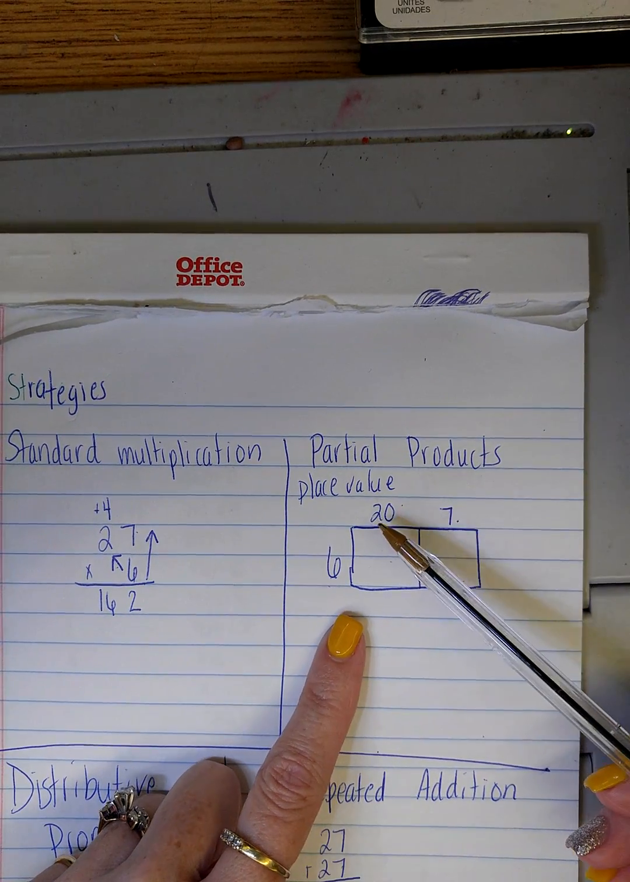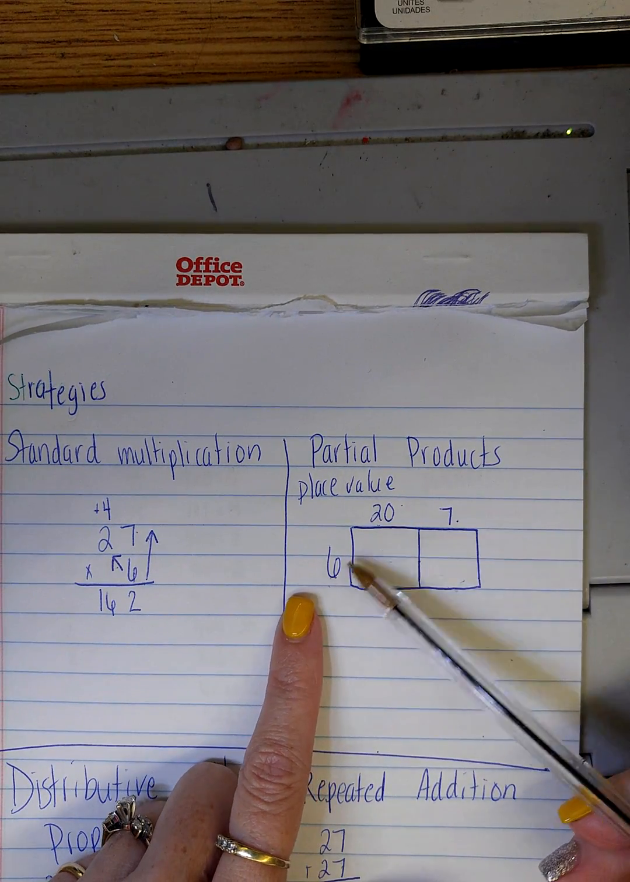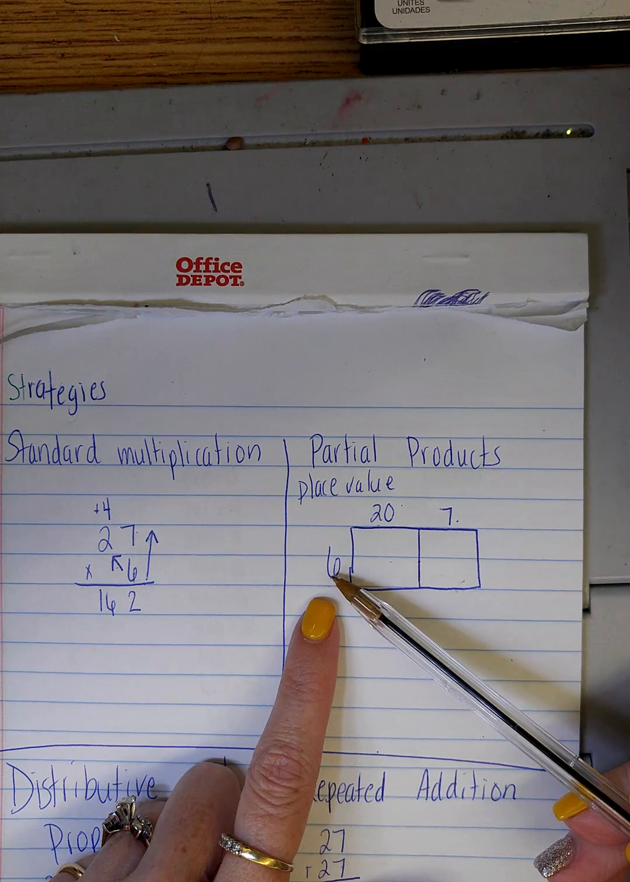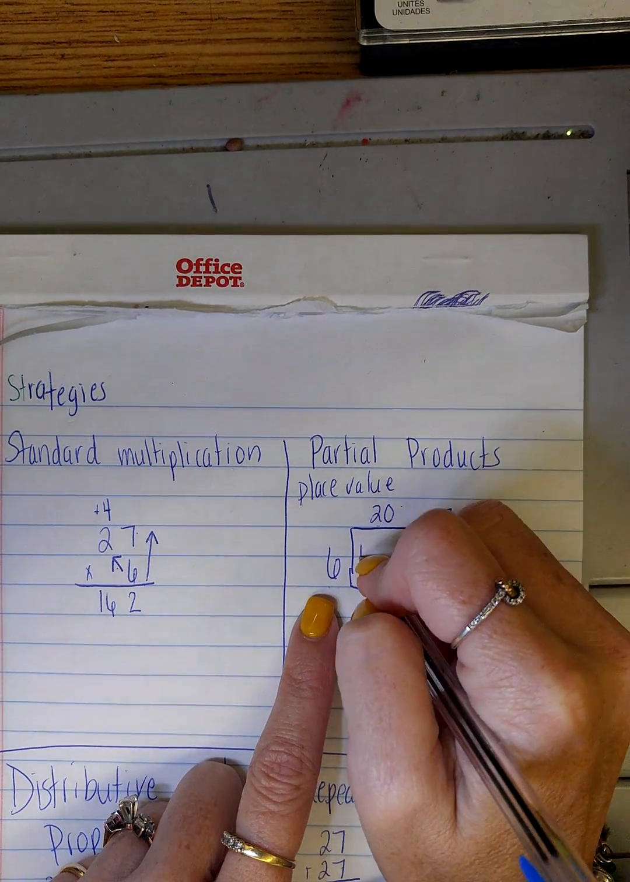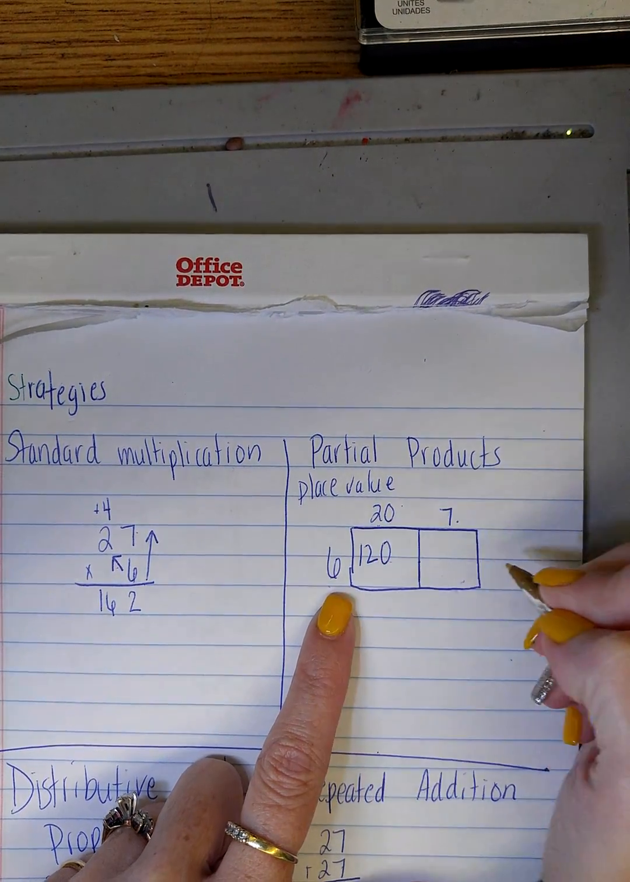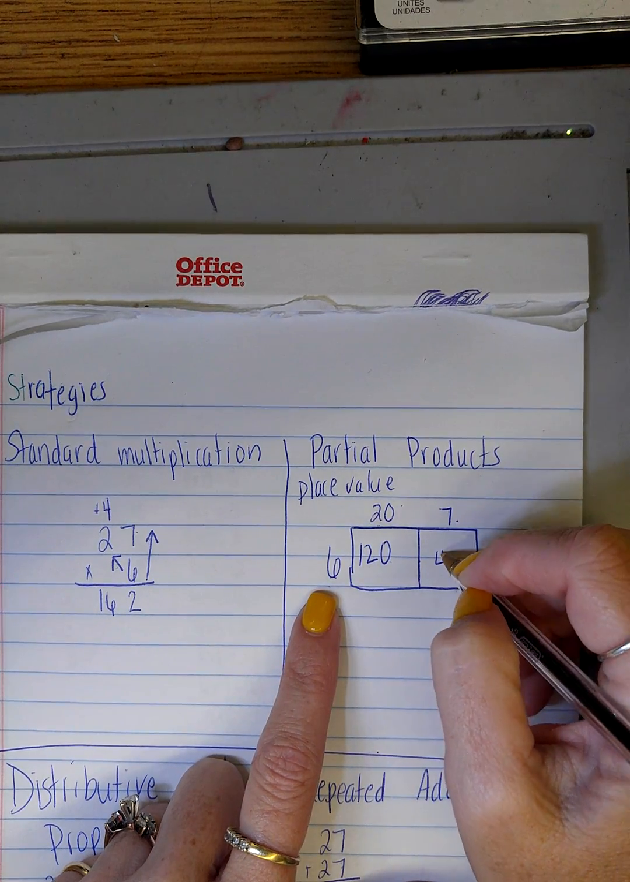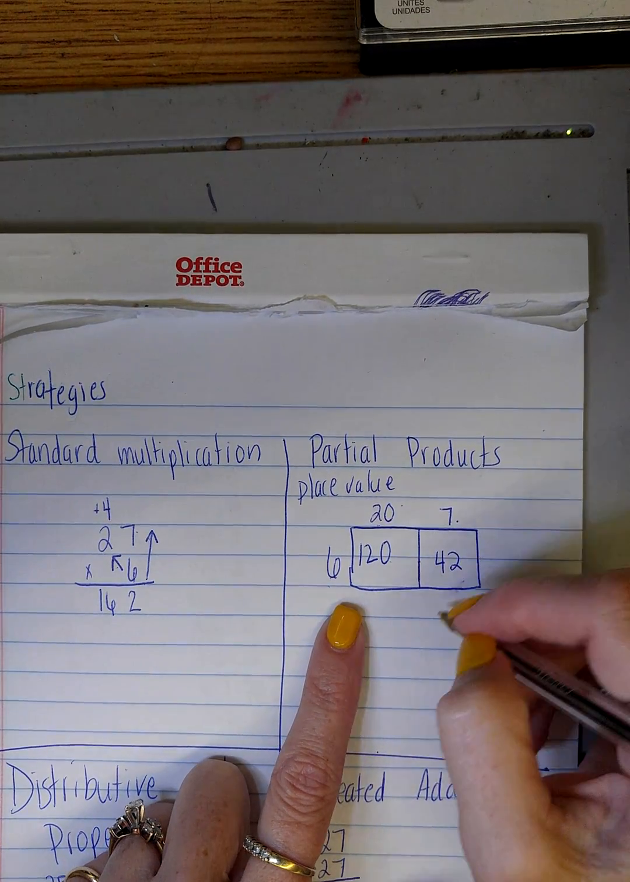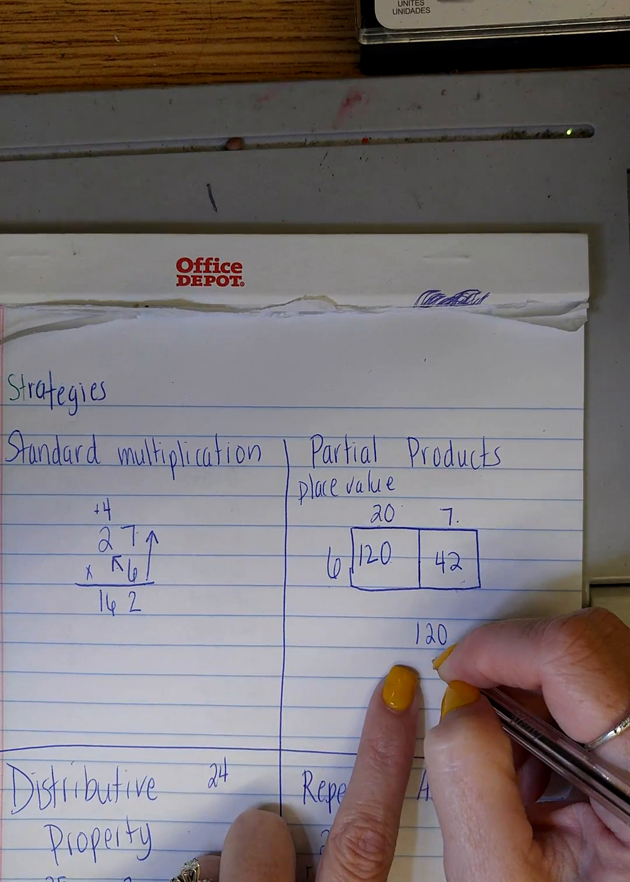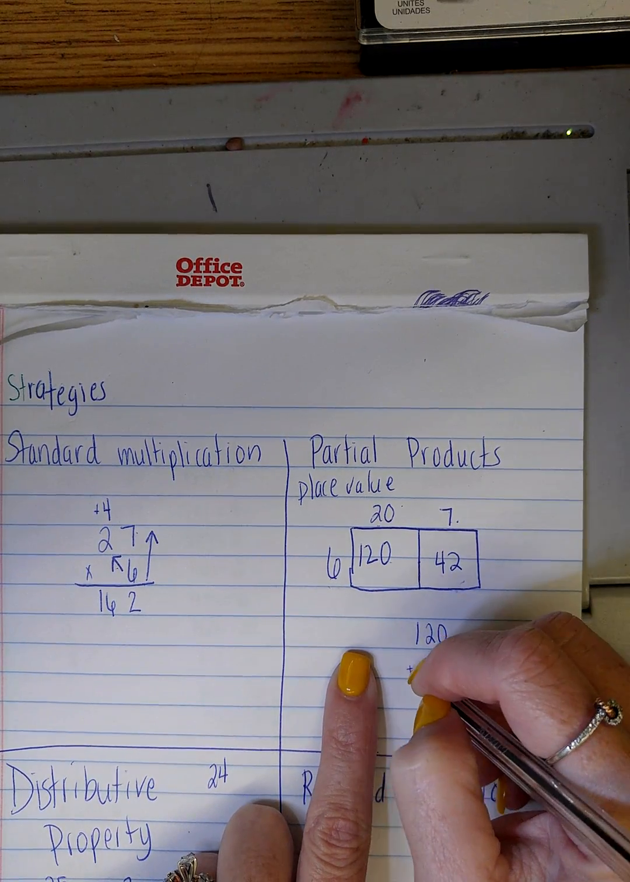Partial products. Again, remember this is splitting it up into place value and then doing mental math multiplication. 6 times 2 is 12, and there's 1 0. 6 times 7 is 42. And then I just add these two numbers together.